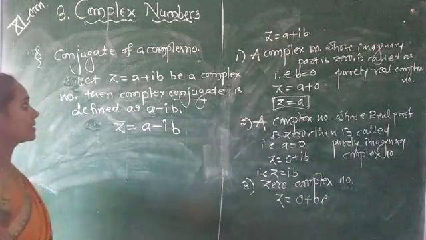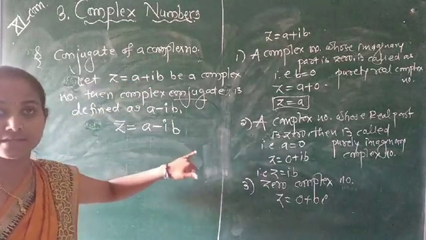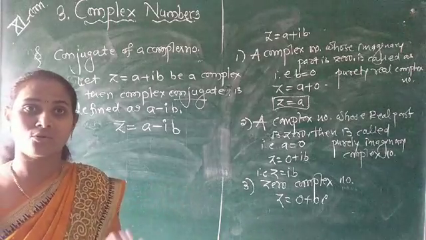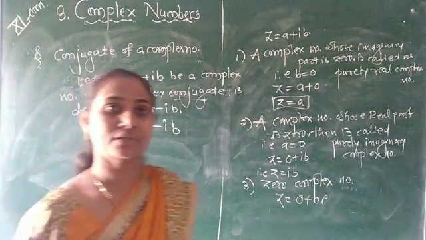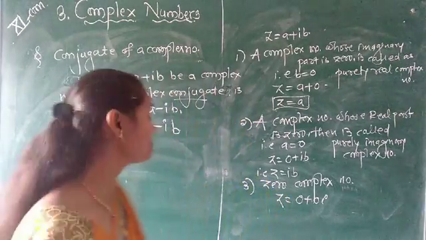Then what is its complex conjugate? The complex conjugate of a plus ib is a minus ib. If z is a complex number, then z bar is its complex conjugate. How do we find the complex conjugate? We only change the sign of the imaginary part; we do not change the sign of the real part.